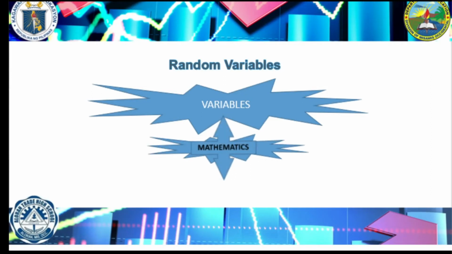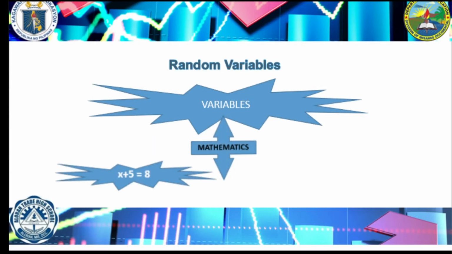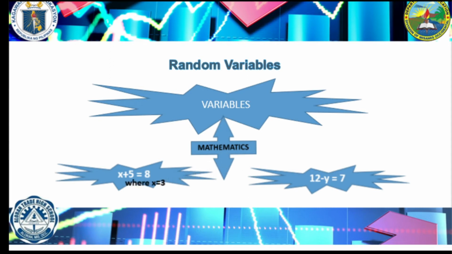Variables in mathematics are shown in the following. X plus 5 is equal to 8, or 12 minus y is equal to 7, where in the first equation, x is the variable and the value for x is 3 because 3 will satisfy the equation x plus 5 equals 8. In the other equation, our variable is y and the value of y is 5 because 5 satisfies the equation 12 minus y equals 7.